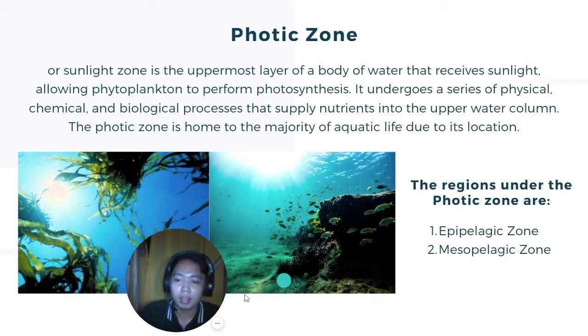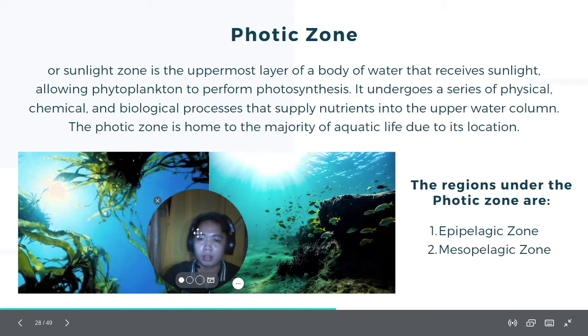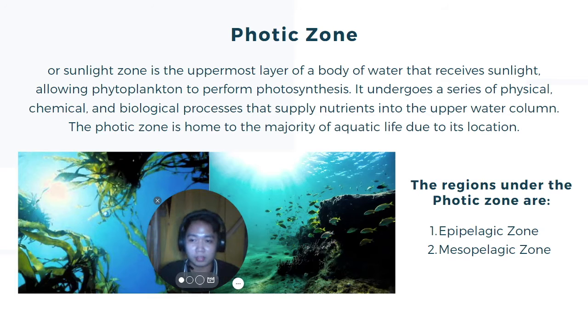So let's start to discuss what is the photic zone. So ang photic zone kay gitawag pud ni siya sunlight zone kay mao ni siya ang uppermost layer sa pelagic zone nga naga-receive og sunlight. Since reach man siya og sunlight kanang area, nag-allow ni siya sa phytoplankton to perform photosynthesis. So it undergoes a series of physical, chemical, and biological processes that supply nutrients into the upper water column. The photic zone is home to the majority of aquatic life due to its location.